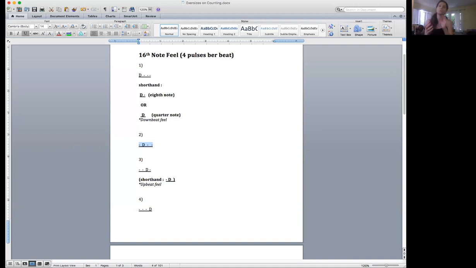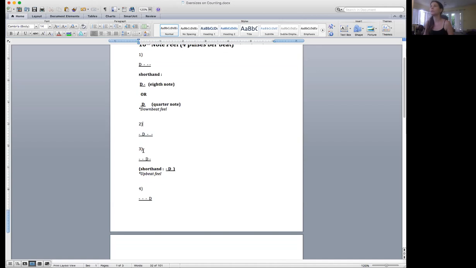Doom, doom, doom, doom. Do you see that? So the doom falls on beat 2. There is no possible shorthand that we can write for this. Okay, so this is how the rhythm would be notated.